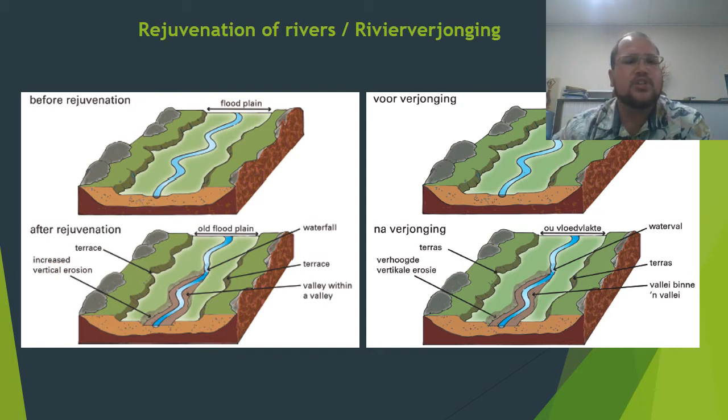Before rejuvenation, after rejuvenation. Before rejuvenation, we can see the floodplain, we can see the river flowing. After rejuvenation, we can see that the river has lowered itself down, it has increased vertical erosion, it has created a terrace. What's a terrace? It's a step. That's our terrace within a valley.